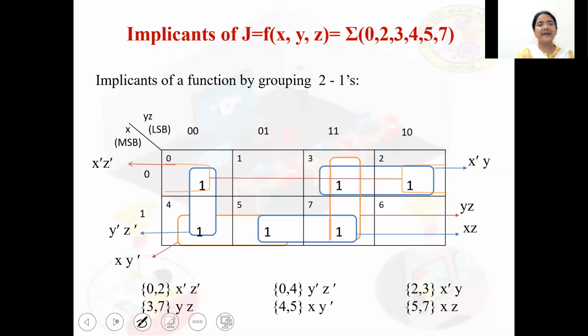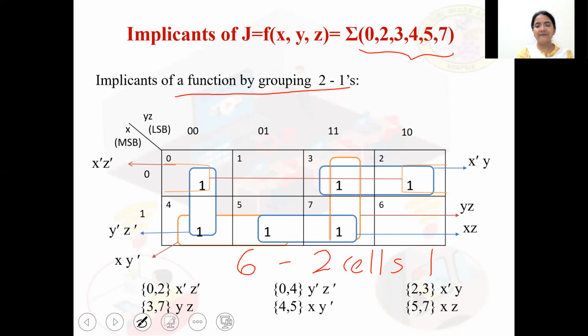Next, implicants of a function by grouping two ones. First, we have to go for single minterms; those are the implicants of single minterms. Next, we have to group two ones. Here for this example, we will get six possible groups with two ones. Each group is a pair: two cells grouped, which we call a pair.